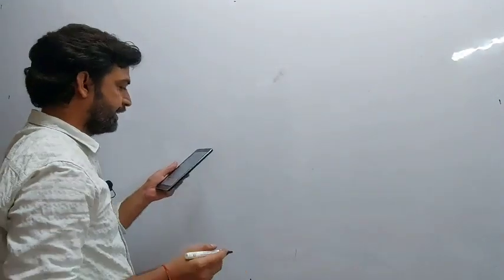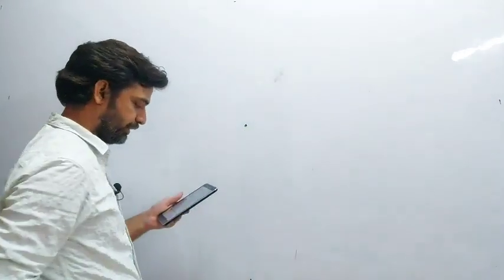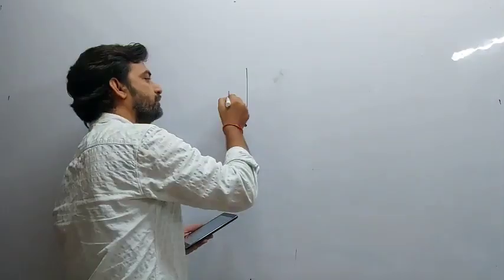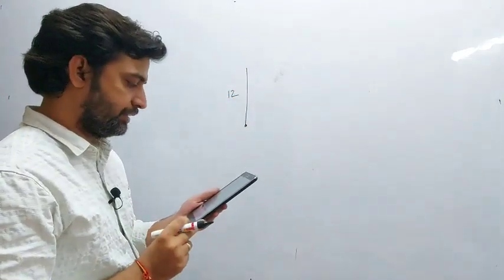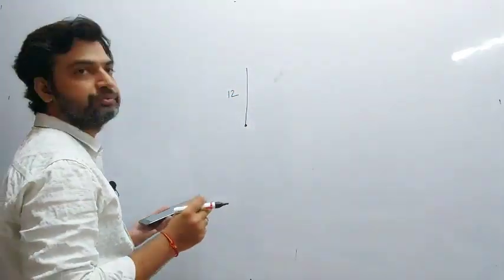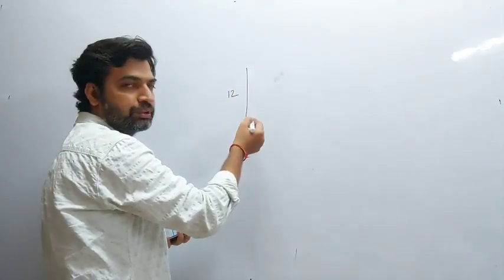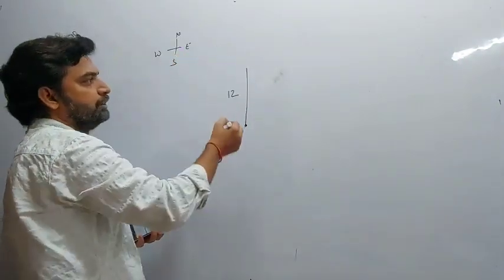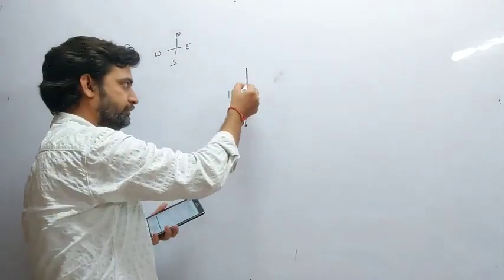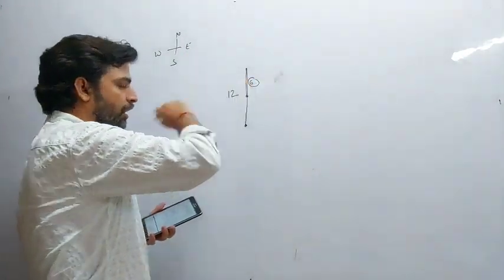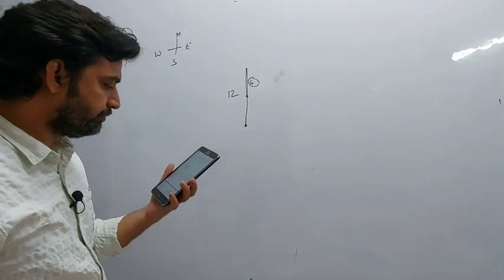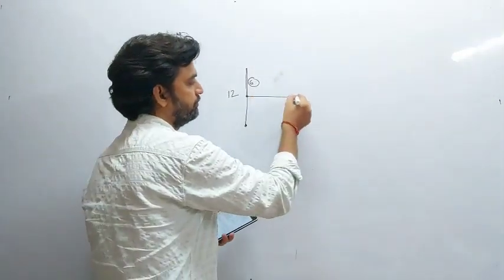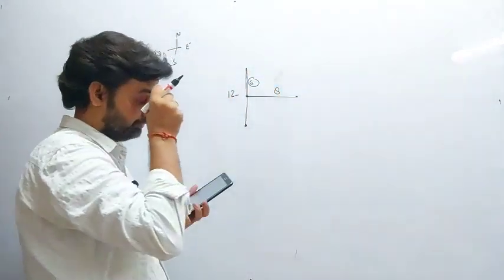So this says that a woman, assume that this is the starting point, ran 12 kilometers towards north. Then 6 kilometers towards south. This is east, west, north, and south. So north, and again 6. And then 8 kilometers towards east.